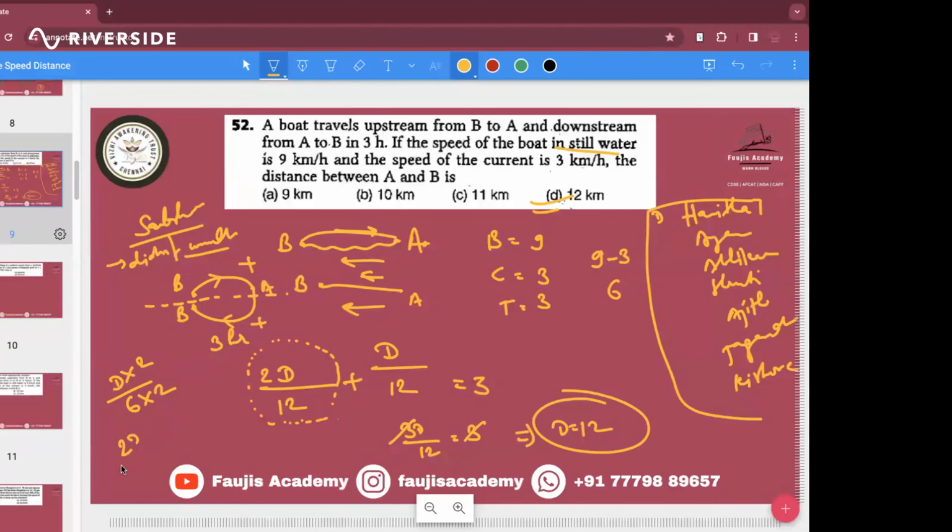If we write 2D by 12 or we write D by 6, it's more or less the same only, no? But why are we writing it in the form of 2D? I told you, because of the LCM. We want to make the denominator same for our easy calculation. When we get the clear picture, then we are able to add these two numerators. Then it becomes 3D by 12, 3 gets cancelled, D is equal to 12. That's it. Got it, guys? Yes, sir. Thank you so much.